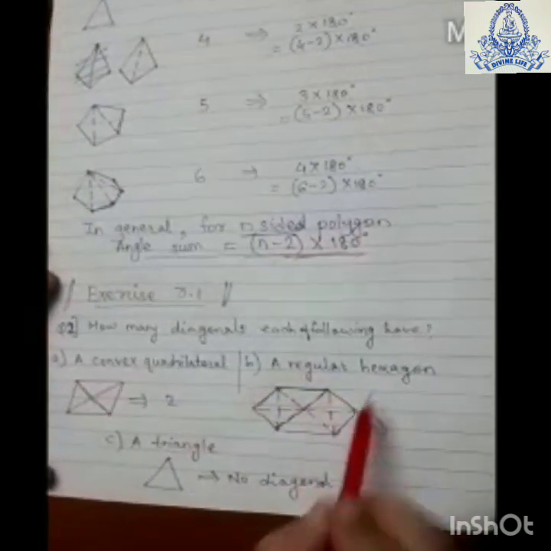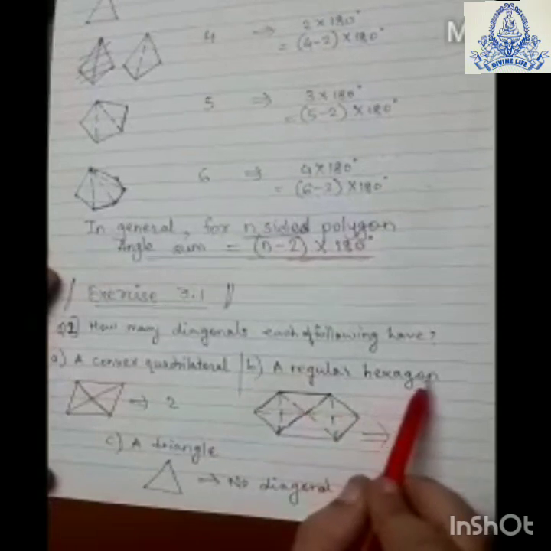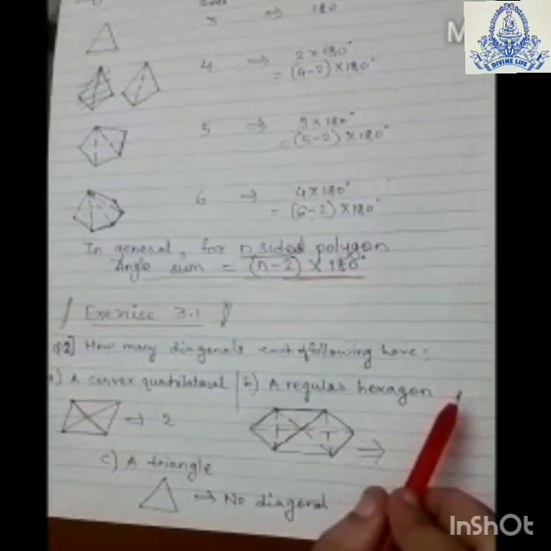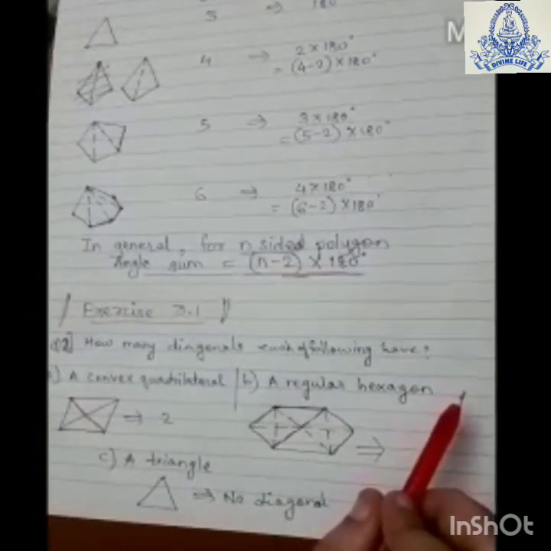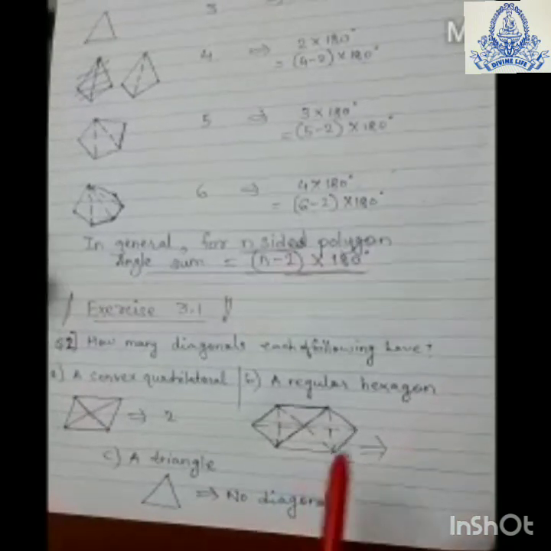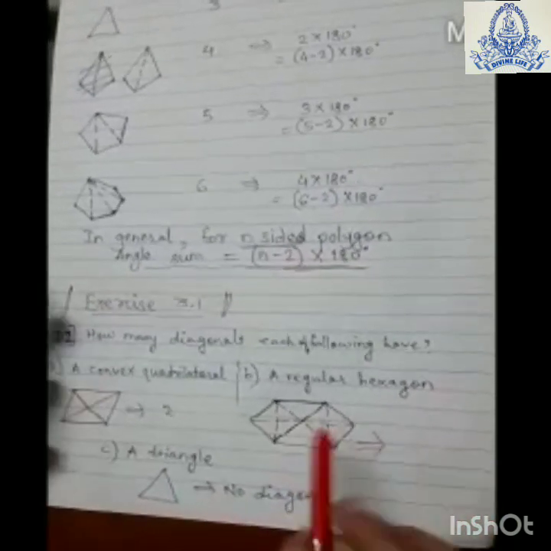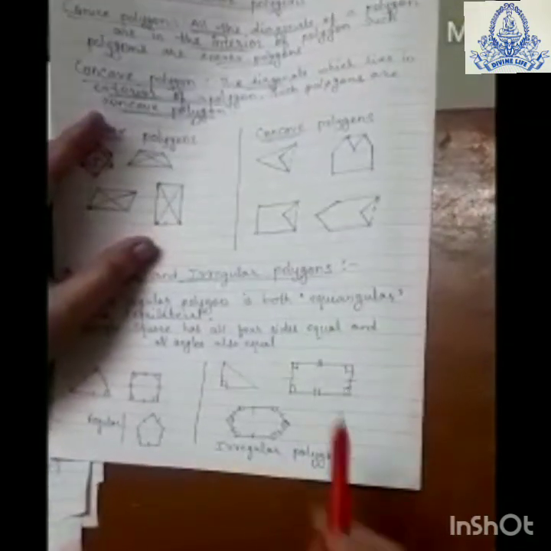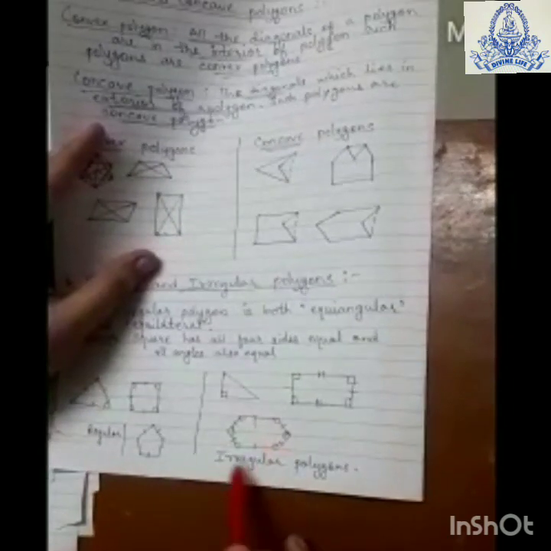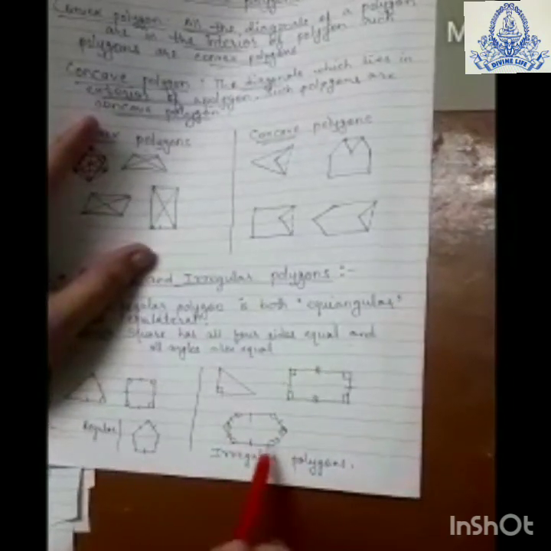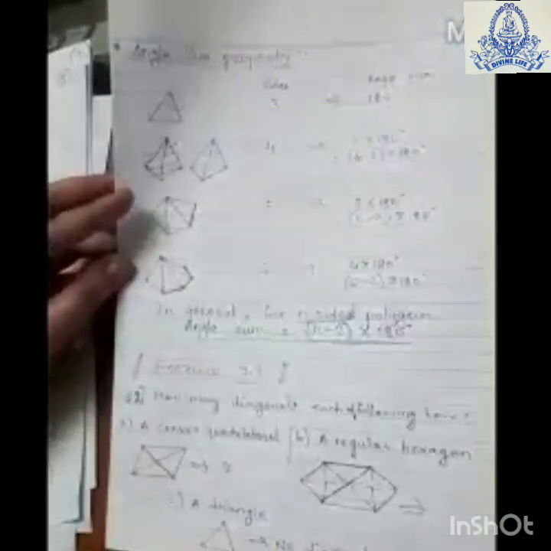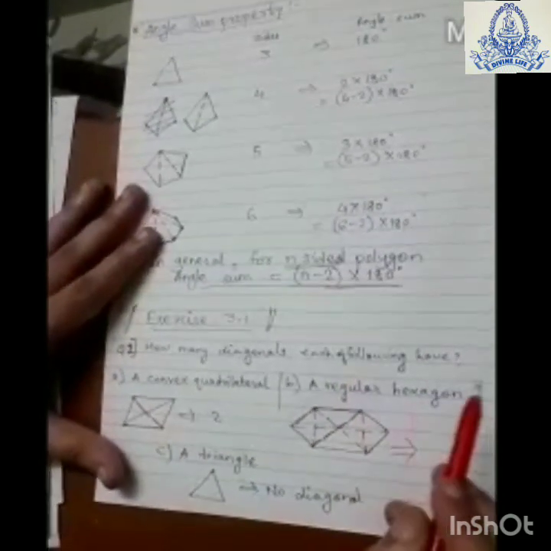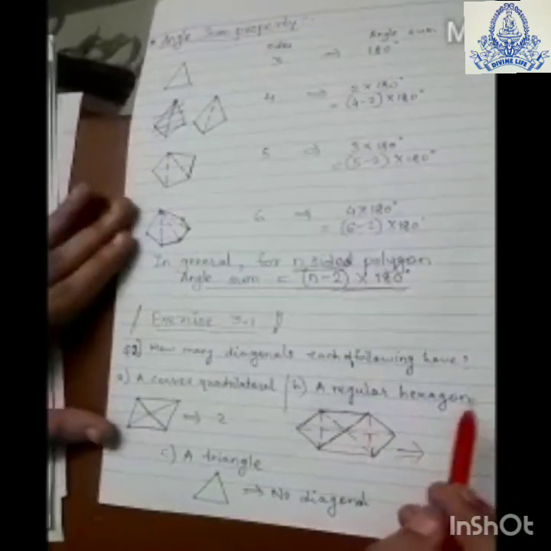Now a regular hexagon. Okay, regular hexagon means what? All the sides of the hexagon should be equal. You might be confused that here it is a regular hexagon and here it is irregular. So you can see here the sides of the hexagon are not equal. So regular hexagon means the sides of the hexagon are equal.